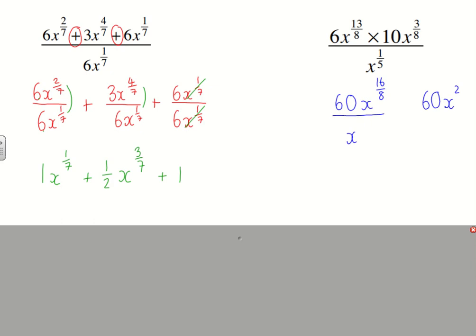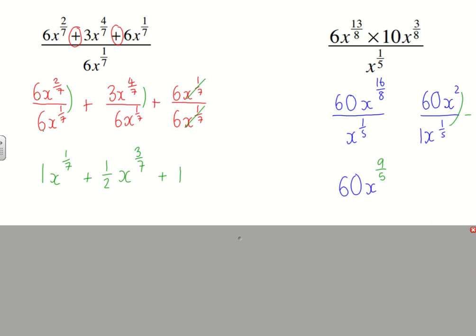Now, the 60 hasn't got anything that it can be divided by. There's a 1 at the bottom, I suppose, but 60 divided by 1 isn't going to do anything anyway, so we've got 60. And then sorting our powers out, so I've got 2 on the top, take away 1/5 on the bottom. So 2 take away 1/5. Well, 2, if you're working in fifths, is 10/5. 10/5 take away 1/5 is 9/5. So 60x to the power of 9/5.